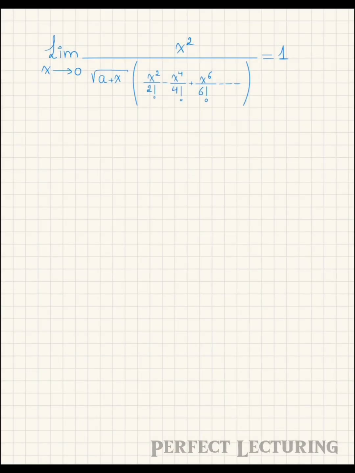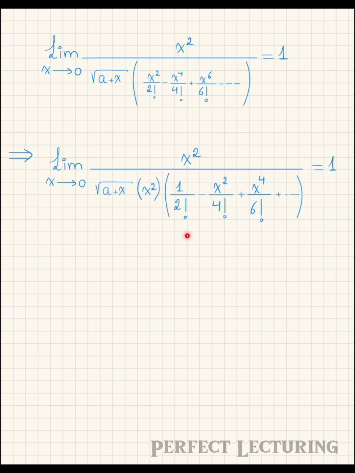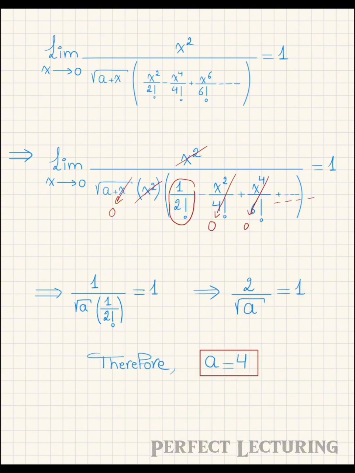Now the next step is to factor an x squared here, so this is what we get, and we can cancel x squared with this x squared. This is what is causing the 0 over 0, I usually call it the annoying factor. Moreover, this goes to 0 as well as this and everything else here, so we're only left with 1 over 2 factorial inside. This also goes to 0, so we end up with this simple equation. Let's write the 2 factorial at the top, and we got a. A is equal to 4.